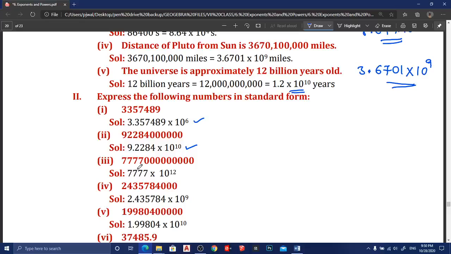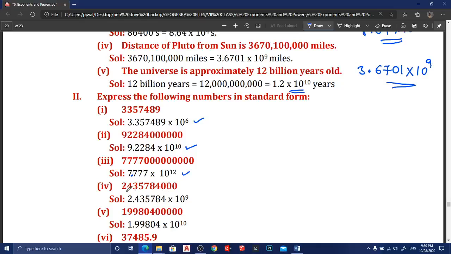Here also 7. Here 7 point. You have to put a point here. I forgot here. So 7.777 into, here 12 digits are there up to here. 1, 2, 3, 4, 5, 6, 7, 8, 9, 10, 11, 12. So 10 to the power of 12.